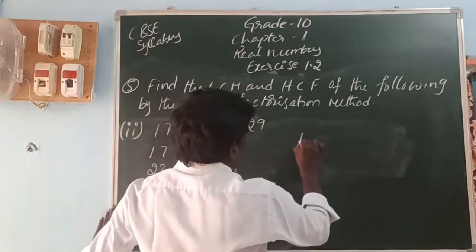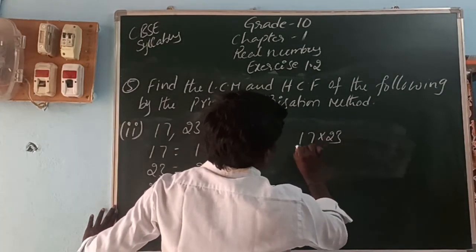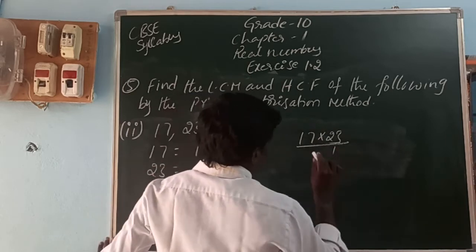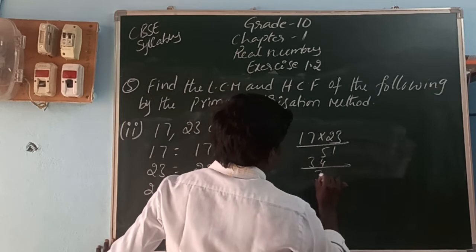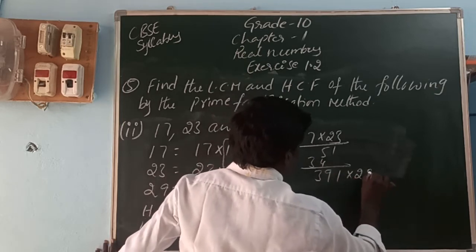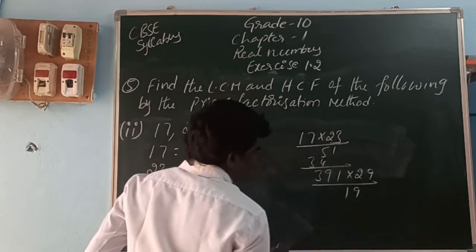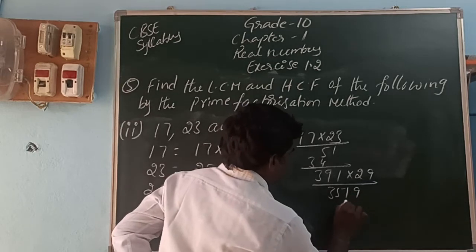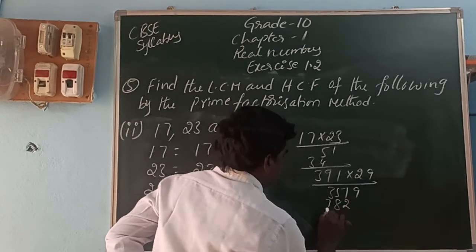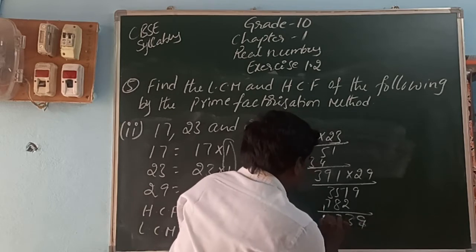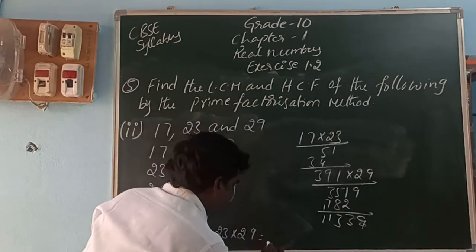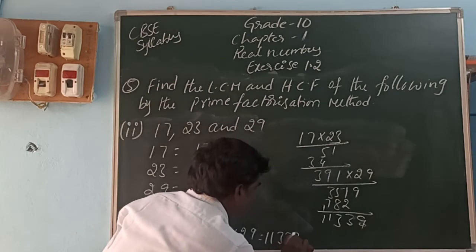Okay, here 17 into 23, that is 391, into 29, that is 11339. So here what is the LCM? 11339.